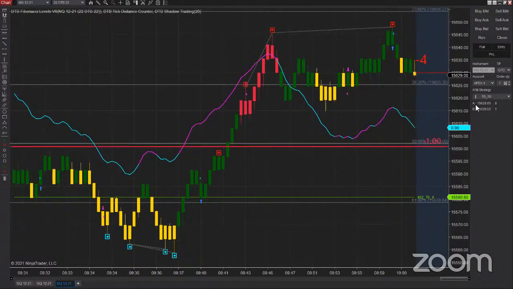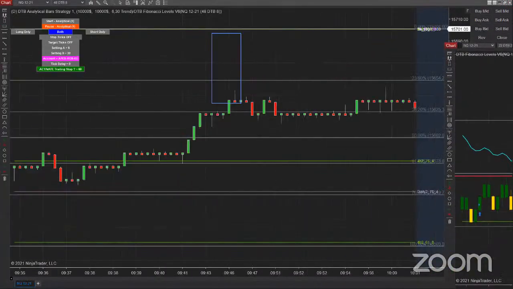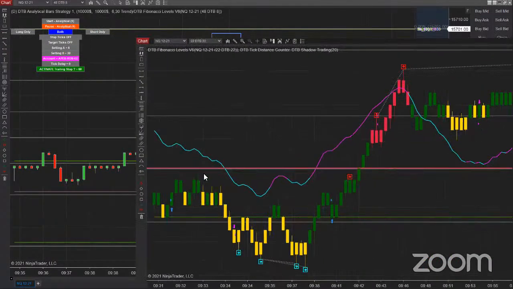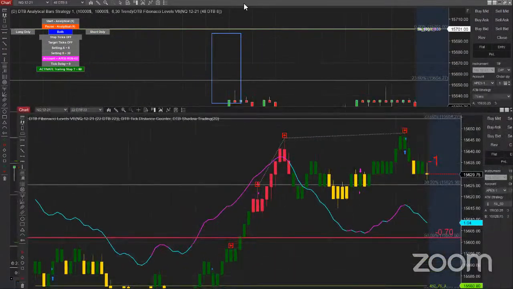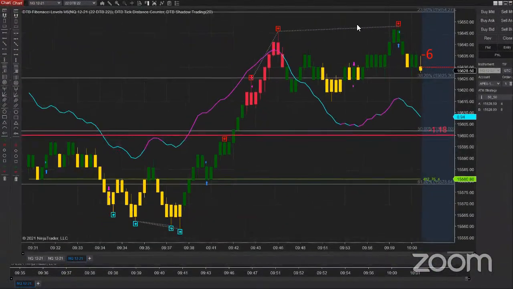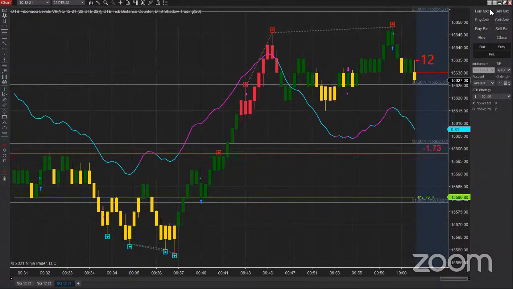So Jason, I'm going to have to run here. I was running two analytical bar strategies, both of them a 31.4. One of them I was running on MNQ, and that hit my profit target for the day at $120. So that's respectable for me.